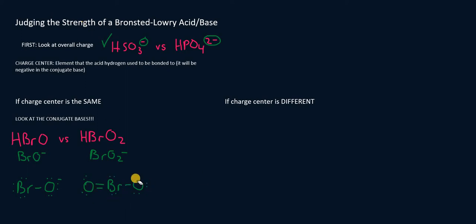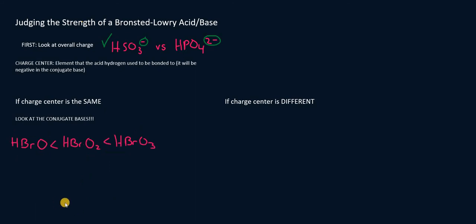And because this structure can do resonance, it is a weaker base. Because this base is weaker, that means the acid that it came from is stronger. So if you have more resonance in your conjugate base, that makes your original acid stronger. Therefore, HBrO2 is stronger than HBrO because of resonance. Just to solidify that point that resonance makes your acid stronger, this here is an order of increasing strength.